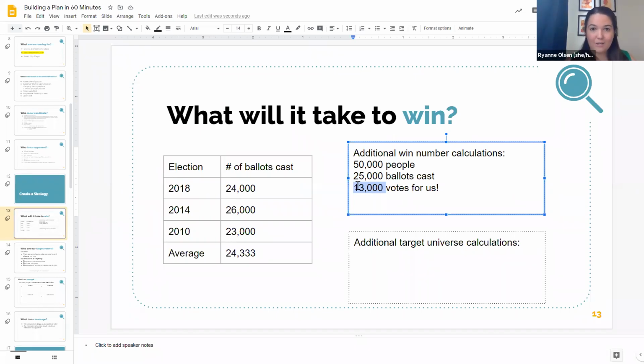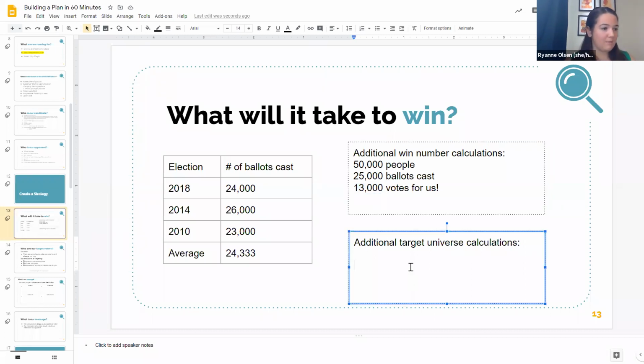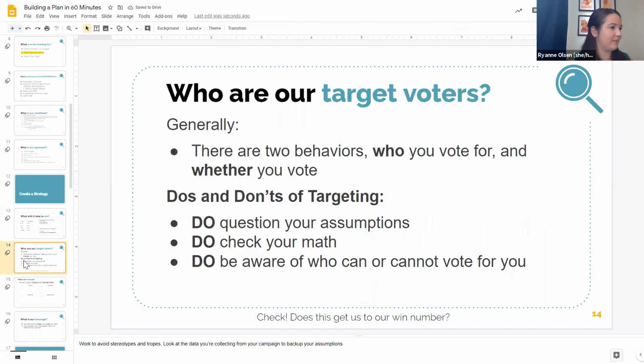So I always try to have my target universe be 2 to 3 times the size of my win number. So when I'm looking at my target universe, we want to be reaching out to, or trying to get our message to, about 13,000 times 2 equals 26,000. So this is a number we're going to be using going forward. This is what we're calling our target universe. These are the folks we're reaching out to with our message, which I'll get to in a moment.